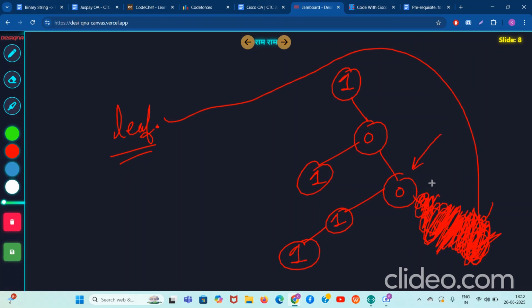Is this 0 a leaf? No, because the degree is 2. See, it is connected here. Degree 1, degree 2. It is connected to 2 other nodes. So now there is no leaf whose value is 0. So this is the answer.